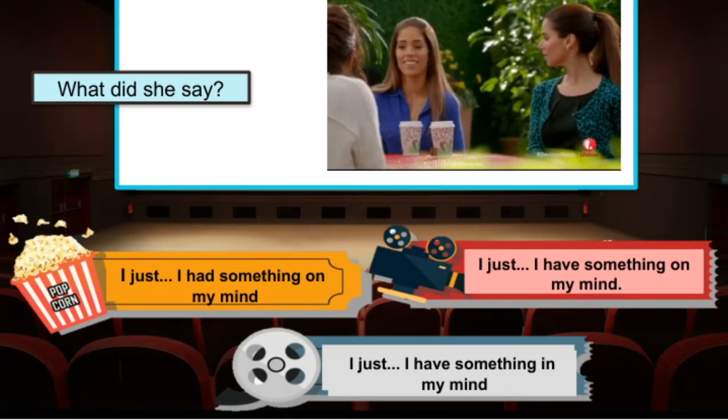So when someone says, "What did she say?" it often shows that there's some uncertainty or maybe confusion about what was just communicated. Then you might hear phrases like, I have something on my mind, or I have something in my mind, or even I had something on my mind. These variations reflect different ways people express that they're thinking about something, possibly needing a moment to gather their thoughts before responding.